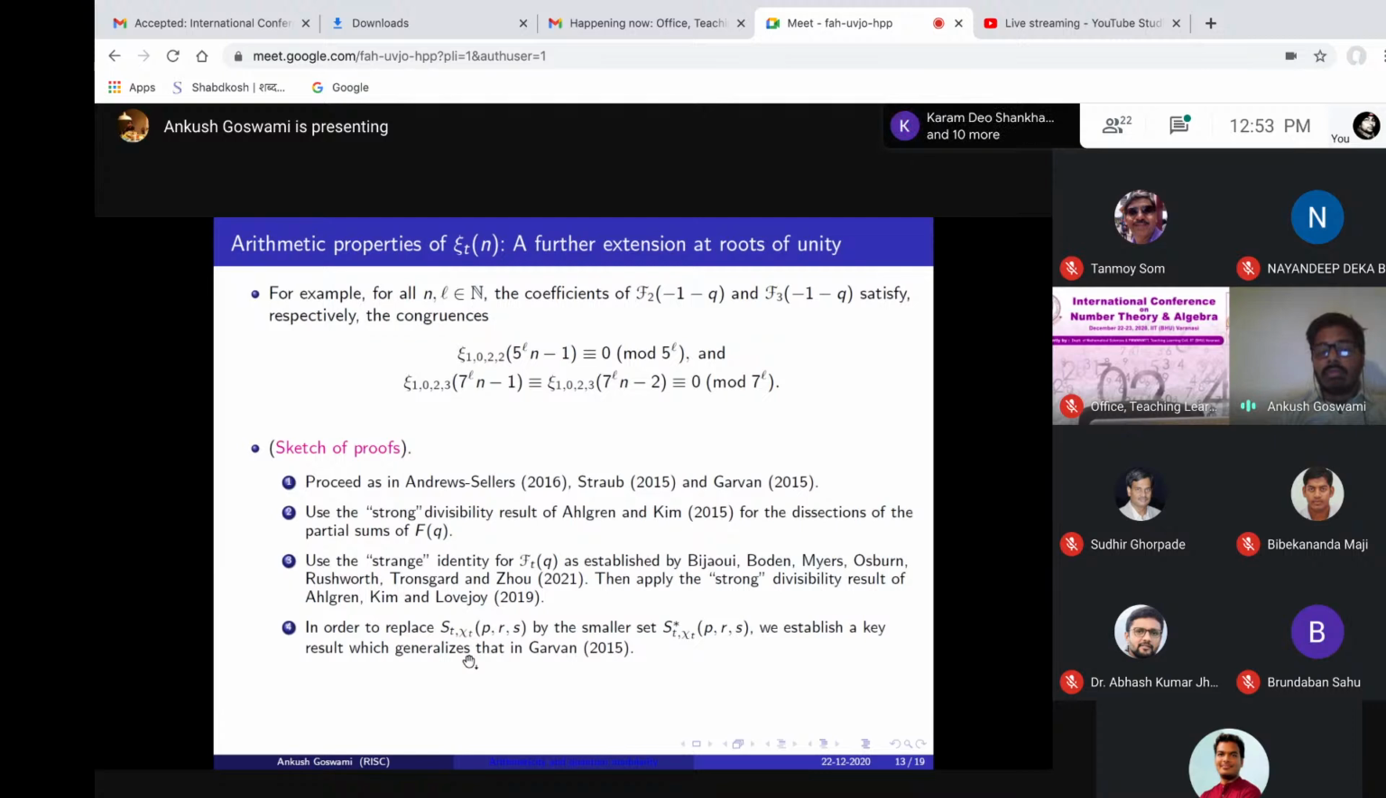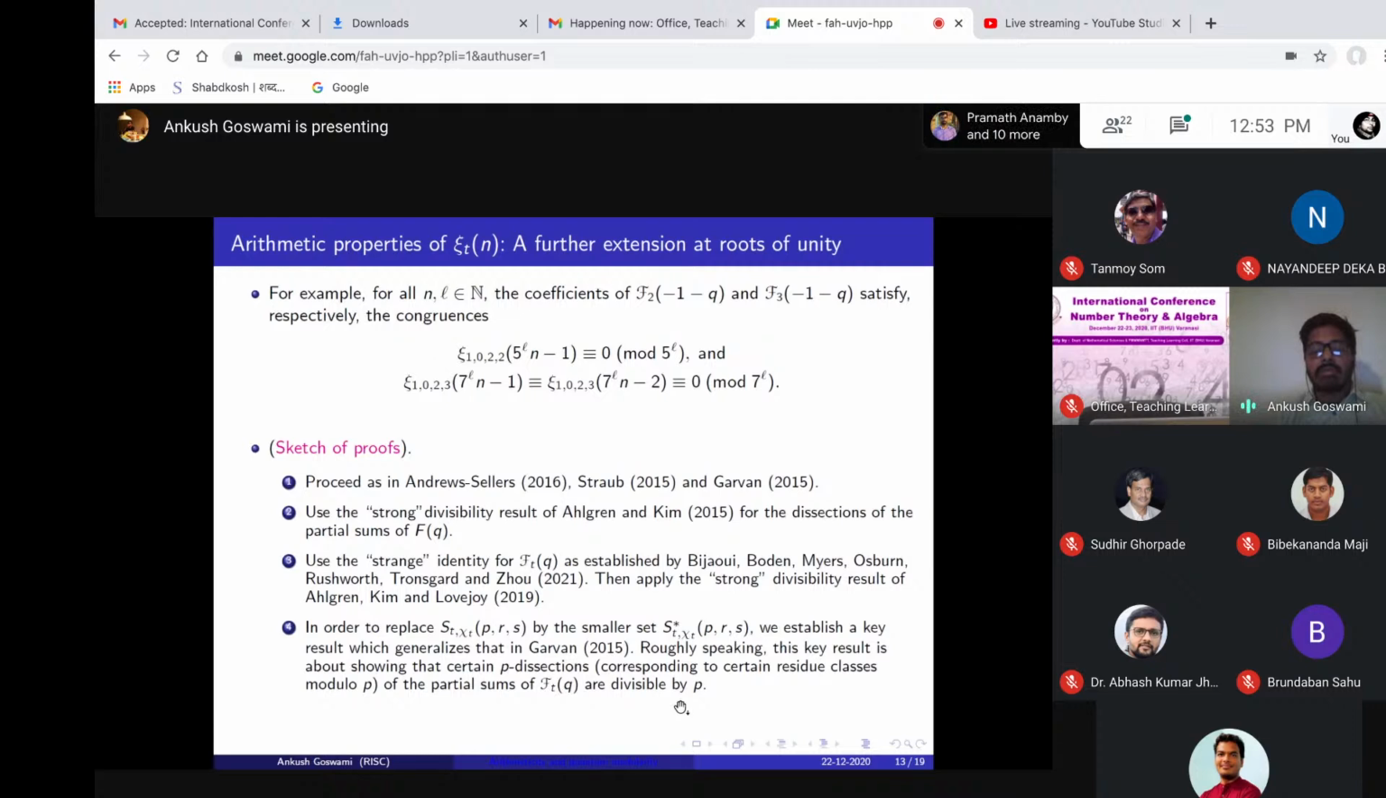So in the second part of the theorem, you have to replace this set S_t chi t by this smaller set S_t chi t star. In order to do so, one has to generalize a key thing which was established by Garvin in 2015. The thing that we do in our paper is basically to generalize a key result that Garvin proves in his paper in 2015. And this key result is about showing that certain p-dissections corresponding to certain residue classes modulo p of the partial sums of F_t(q) are divisible by p.